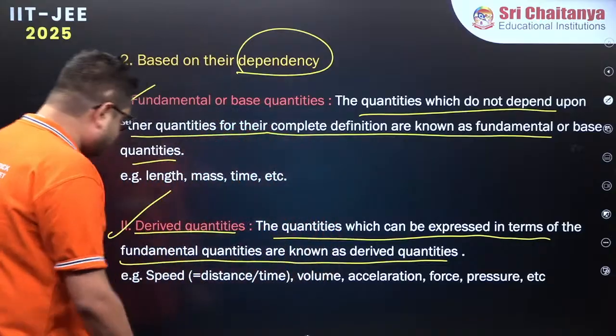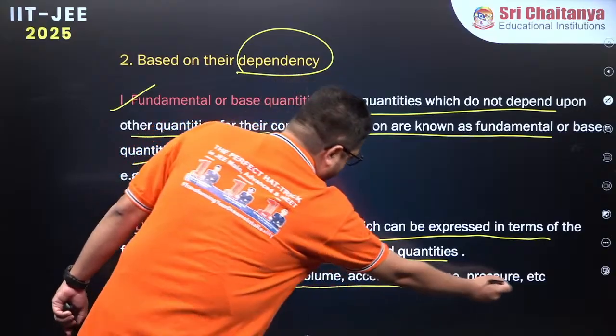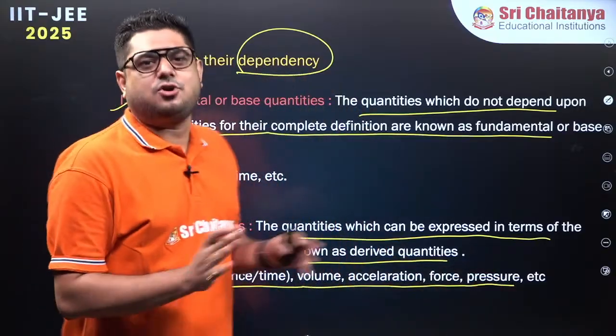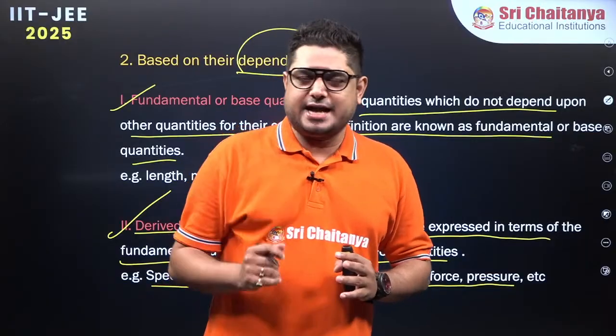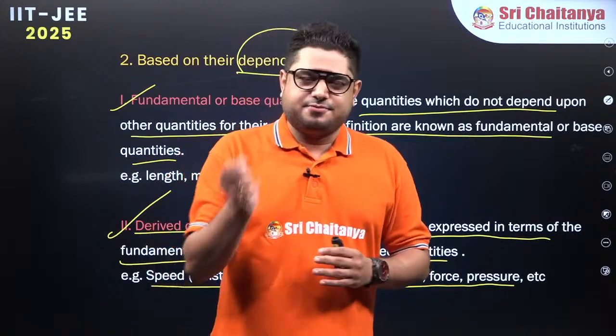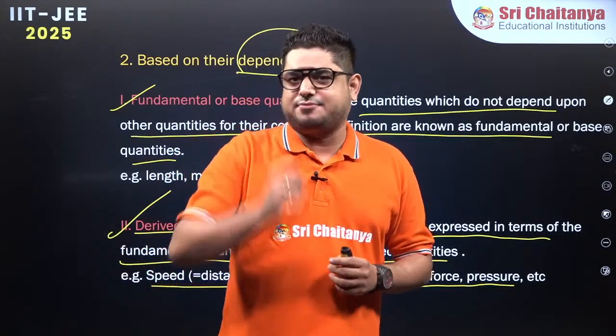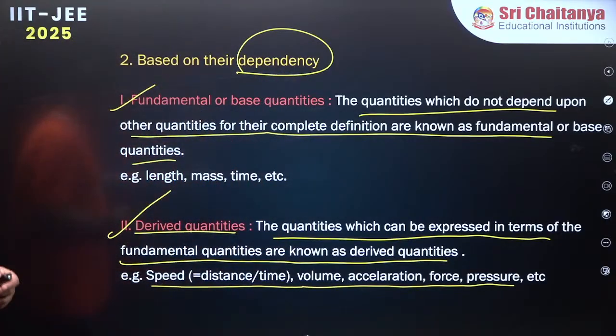Now you can see the examples: speed, volume, acceleration, force, pressure, etc. Here we are not classifying in the form of vectors and scalars. We have two classifications on the basis of dependency. One is fundamental quantity, another one is derived quantity. And these are the units, if you can see here.